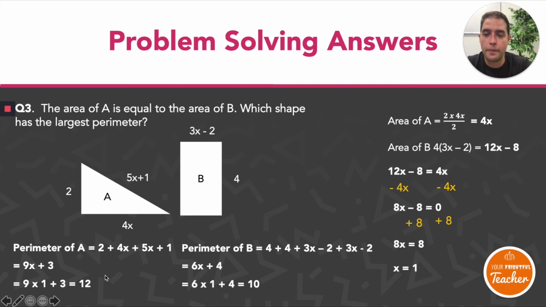But what about perimeter B? 4 plus 4 plus 3x minus 2 plus 3x minus 2. I simplify this, so I'm adding the x's and the other numbers, so 6x plus 4. I know the value of x is 1, so 6 times 1 plus 4 is 10. So, who has the largest perimeter? It's A. And that is the end, everyone.